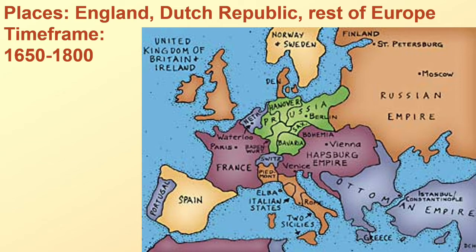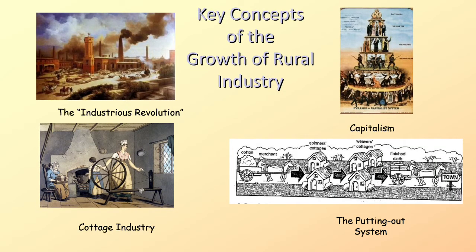We're still around England, and so we're just using this same map here. It's going to leave the impression that this is one of my favorite maps, but England is where we're kind of really starting out. Key concepts of the growth of rural industry. One term that our textbook likes to use is the Industrious Revolution. I think they got that from some author. It's kind of clever because this is a development that predates the Industrial Revolution, so they call it the Industrious Revolution. Cottage industry, the putting out system, and capitalism.